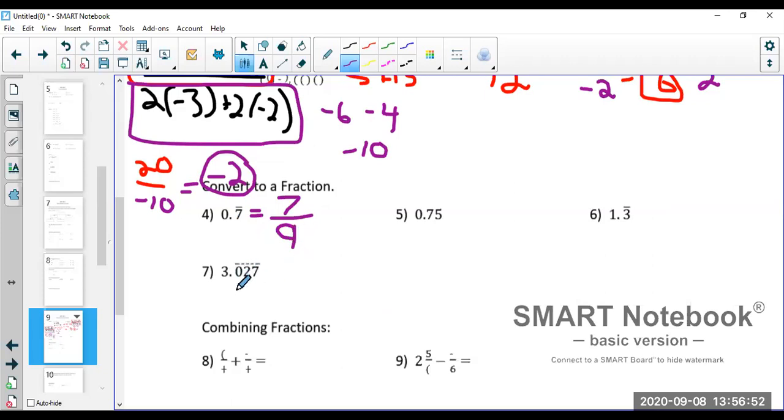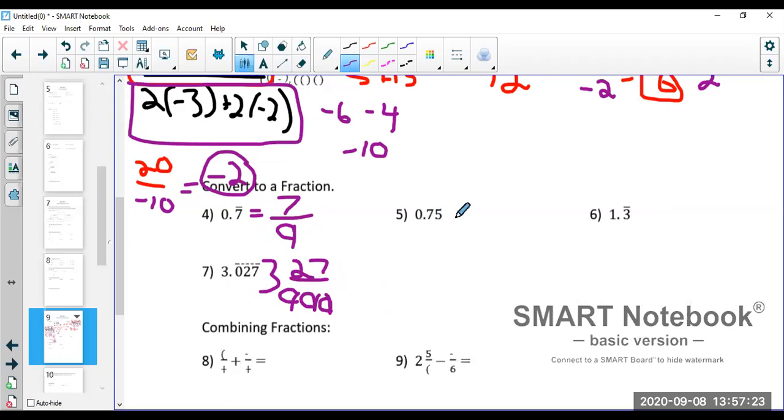So if we go down here, there's 3 decimal places repeating, so it's going to be over 3 nines. And then we just put this number on the top. This number right here is a whole number, so we make a mixed number out of that. So it's 3 and 27 over 9.